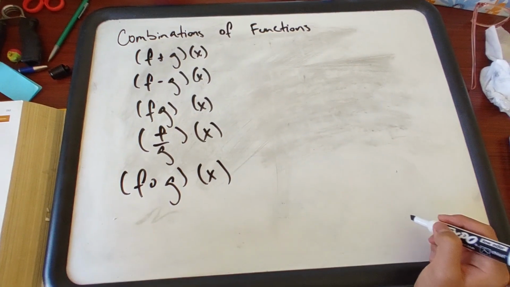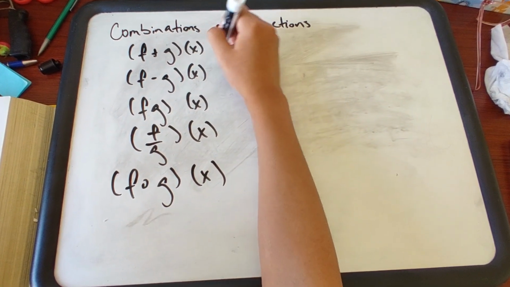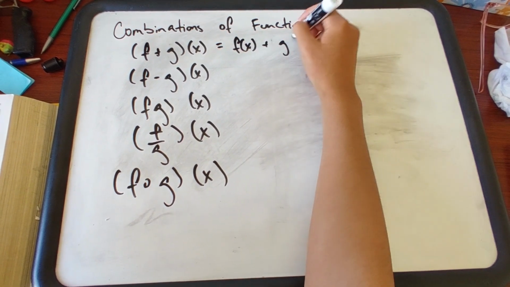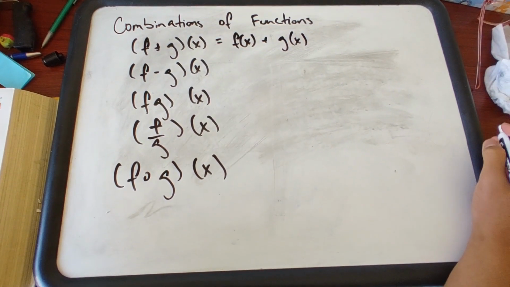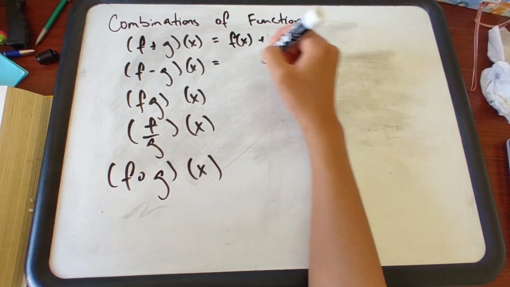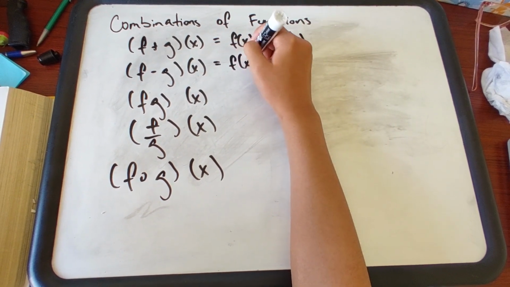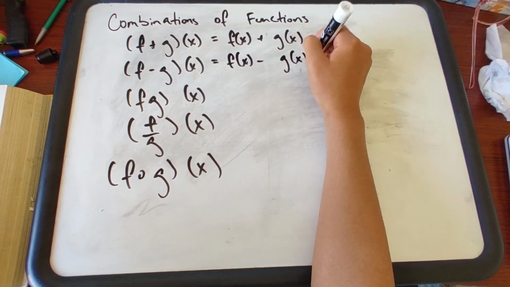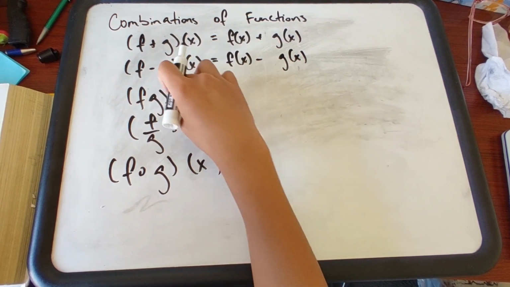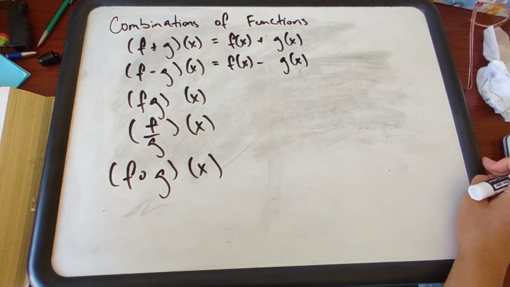So for the addition, if you would distribute this, it would end up just being f of x plus g of x. So that is when you add one function and another function. And likewise for subtraction, instead of adding, you would subtract. So this is just a way to get from this notation to what the actual thing is.